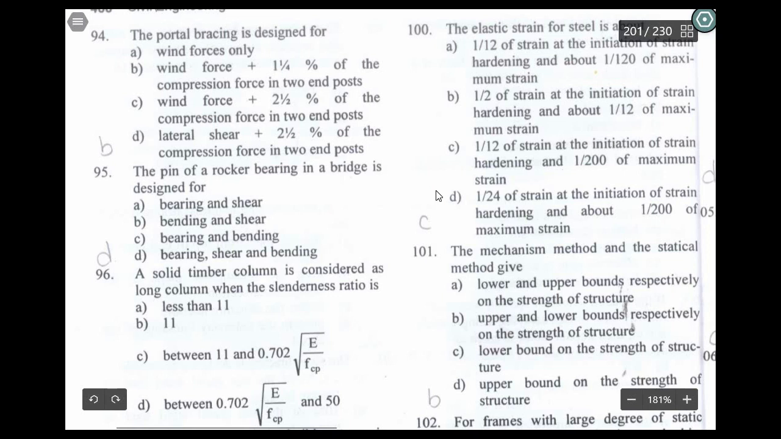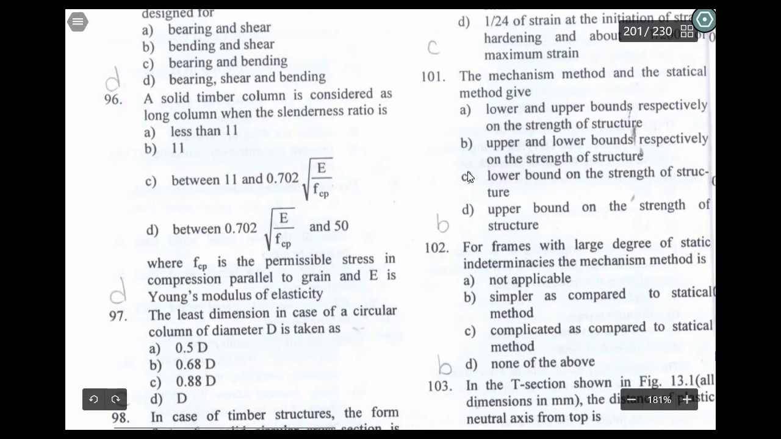तो क्वेश्चन नंबर 101, the mechanism method and statical method give, option number B is the correct answer for this, upper and lower bound respectively on the strength of the structure. The mechanism method gives the upper bound and the statical method gives the lower bound strength of structure.